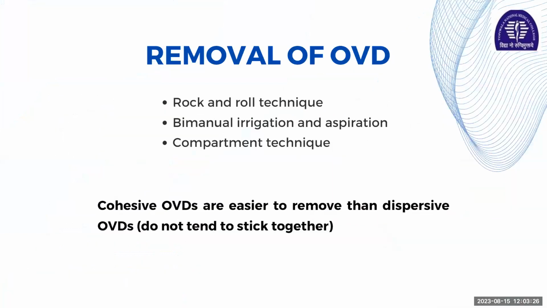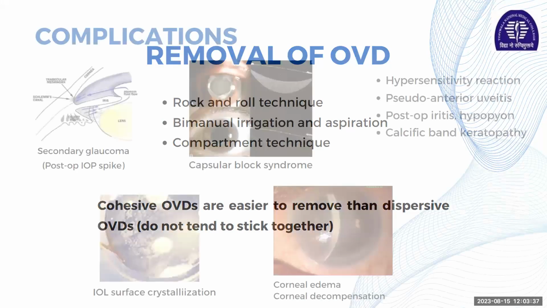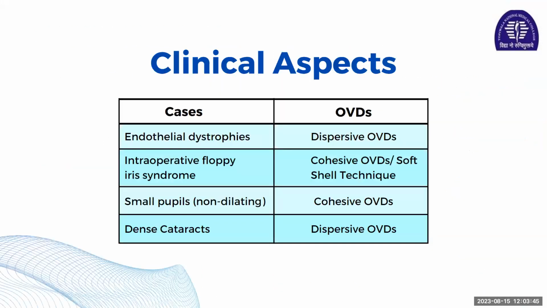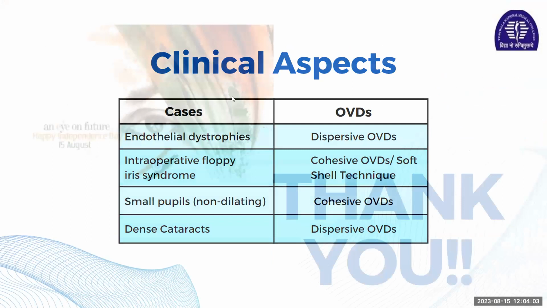Now, how to remove OVD? We have rock and roll technique, bimanual irrigation aspiration, and compartment technique. We need to remember cohesive OVDs are easier to remove than the dispersive ones. Complications: we have secondary glaucoma, post-op IOP spike, capsular block syndrome, IOL crystallization, corneal edema decompensation. Coming to practical aspect and application of OVDs in day-to-day life. Like for a patient with endothelial dystrophy, dense cataract, we make use of dispersive OVDs to protect endothelium. For small pupils, non-dilating pupil, and intraoperative floppy iris syndrome, we use cohesive OVDs that tend to dilate the pupil, called viscomydriasis. Thank you and happy Independence Day.